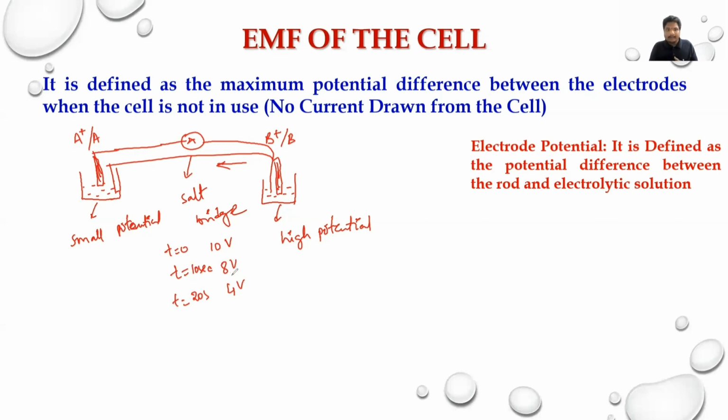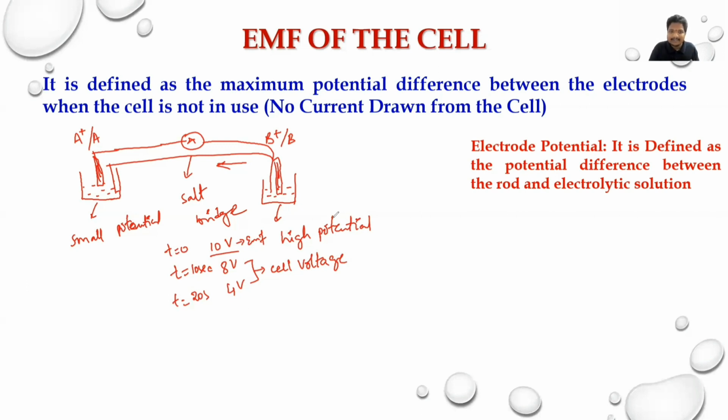Okay, so what exactly is the EMF of the cell? Here the EMF of the cell is 10 volts, because it is the maximum potential difference between these two electrodes at time t is equal to 0, that means the cell is not in use. So this 10 volts is the EMF of the cell. The remaining 8 volts and 4 volts, we call the cell voltage.